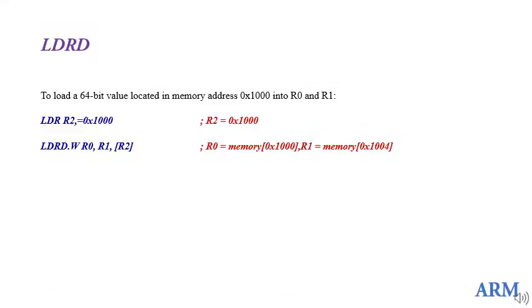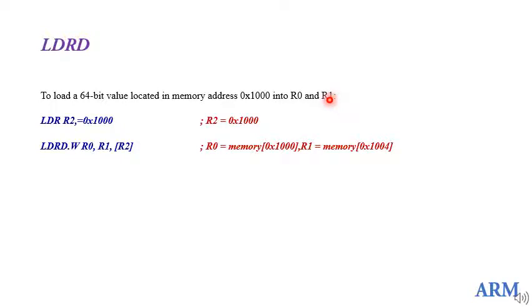So we look into an example for the LDRD. This is an example to load a 64-bit value located in memory address 0x1000 into R0 and R1. So 0x1000, in hex, is the memory address given, from which you have to load a double word, that is 64 bits, into these two 32-bit registers R0 and R1.